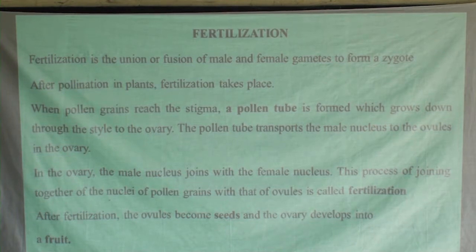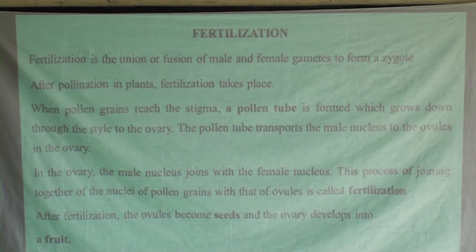The pollen tube will transport the male nucleus to the ovules, finding the female nucleus. Here in the ovary, the male nucleus joins the female nucleus. This process of joining together of the nuclei of the male and female cells is called fertilization. So, we shall look at what happens after fertilization. The ovules will become seeds, and the ovary will develop into a fruit.